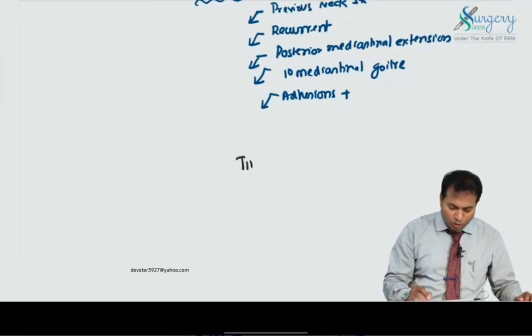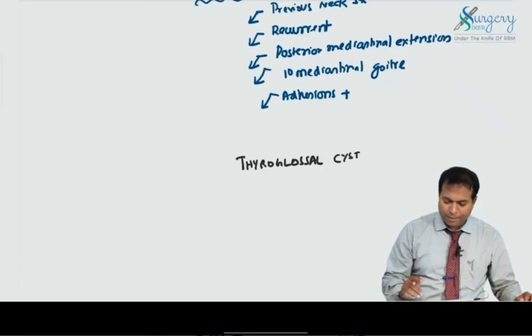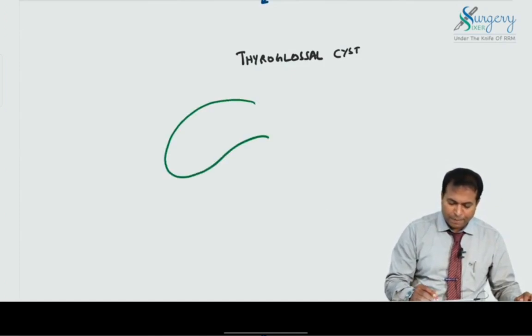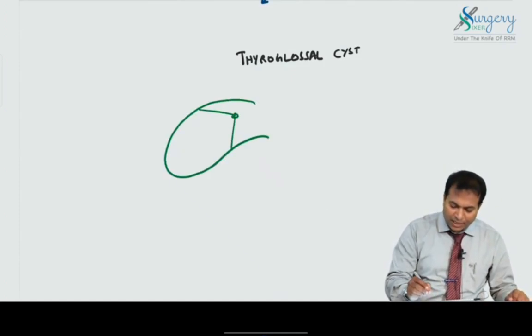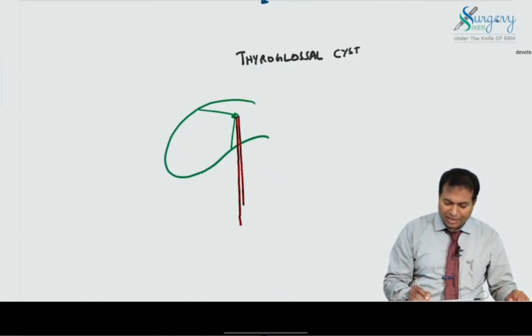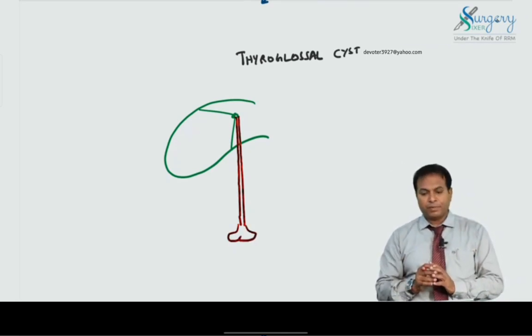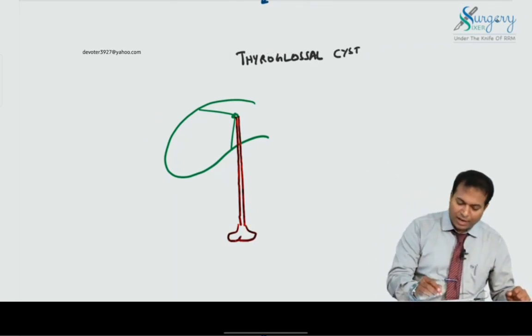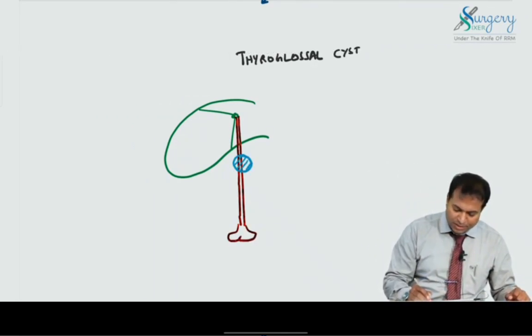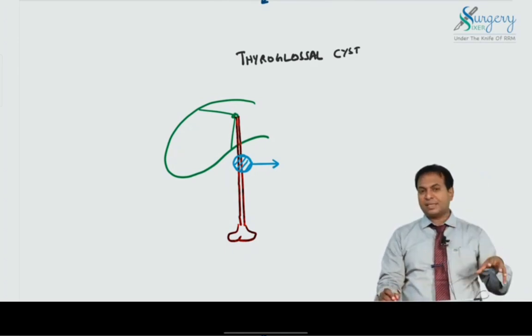Next topic is thyroglossal cyst. So this is an embryology question. You all very well know this. The thyroid gland arises from a tract which is extending down from the foramen cecum. The thyroglossal tract goes down, divides into buds and forms the thyroid gland. If there is a persistence of this tract somewhere and results in the formation of a cyst, it is known as thyroglossal cyst.